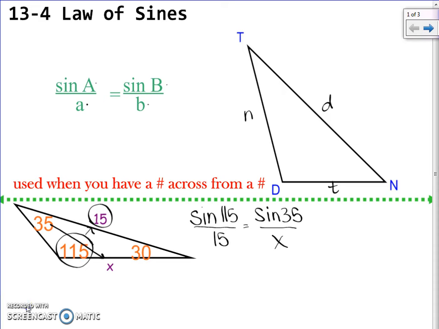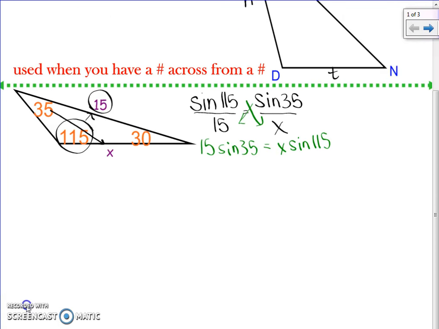How do you think we solve these? We cross multiply. Okay, so we've got 15 sine 35 equals x sine 115. How do we get x by itself? Yep, we're going to divide by sine 115. Now, when you put this in your calculator, you have to make sure that you are closing the parenthesis that they give you. Most calculators give you this red parenthesis right here. You have to make sure that you close it before you hit divided by sine 115.